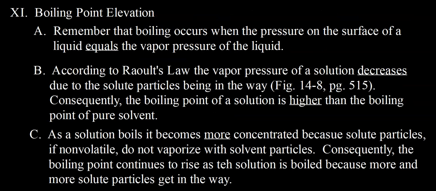On to our next colligative property called boiling point elevation. Remember that boiling occurs when the pressure on the surface of a liquid equals the vapor pressure of that liquid. We just got done talking about how dissolving a solute affects the vapor pressure of a solvent. And so altering the vapor pressure is going to lead to a change in the boiling point of a substance. So according to Raoult's law, the vapor pressure of a solution decreases due to the solute particles being in the way. Again, we saw this on page 515, where those solute particles kind of disrupt the solvent particles from evaporating.